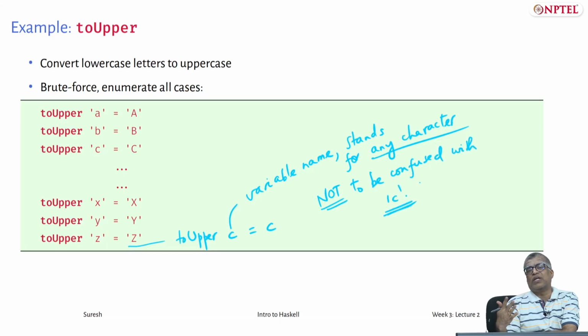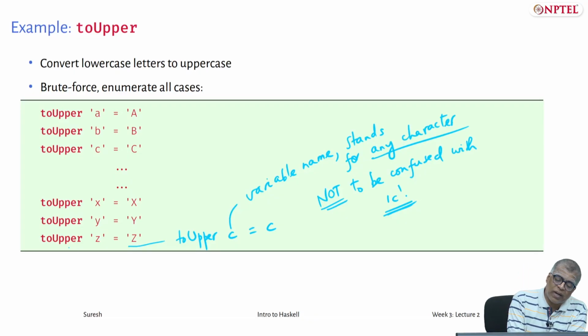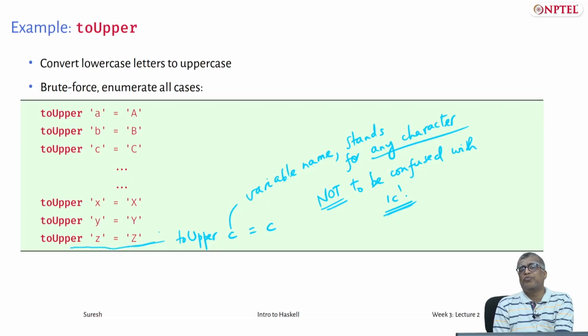C within quotes is a literal character C, whereas this C here is a variable name. Okay, I hope you understand this. You appreciate the distinction. So you can add that as an extra line. Now this will make the definition complete. If you give any lowercase letter, you will get the corresponding uppercase letter. If you give any other input, the output will just be the same as the input.